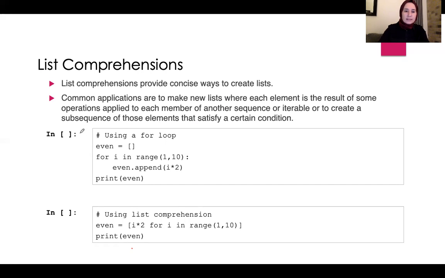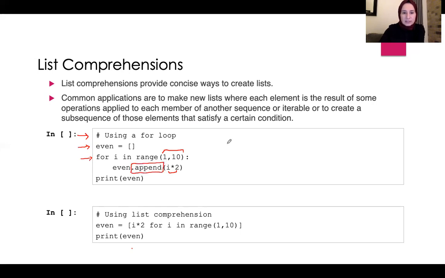Let's look at this example here. This is an example of creating a list using the for loop. Here, guys, we defined an empty list at the beginning. Its name is even, and then we set the for loop here: for i in range of 1 to 10. In each iteration, we add this value to this list using the append method, right?